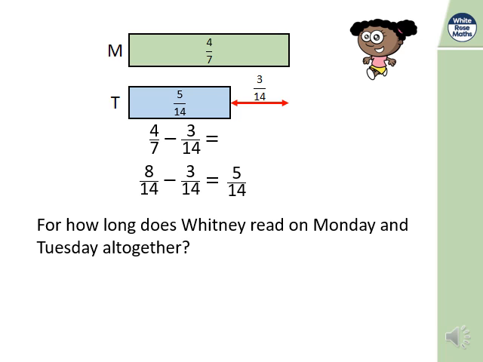But the question was, for how long does Whitney read on Monday and Tuesday all together? So if it's all together, what calculation should we have done? We should have added them together. So we should have then done 4/7 add 5/14, which is the same as 8/14 add 5/14, which is 13/14. Well done if you managed to do that one. Don't worry if you didn't.